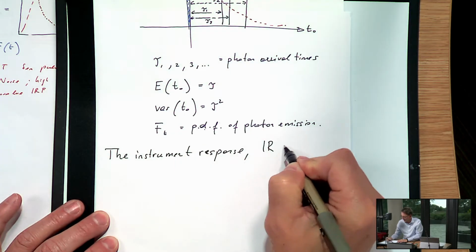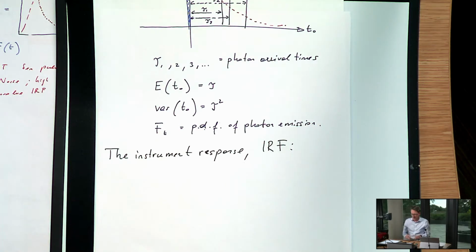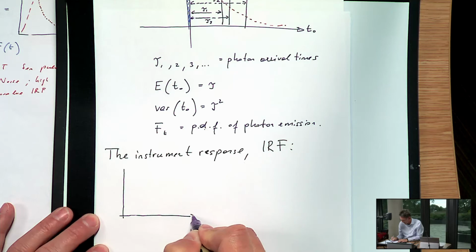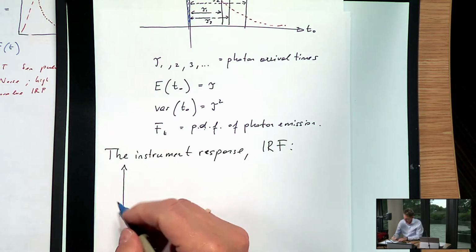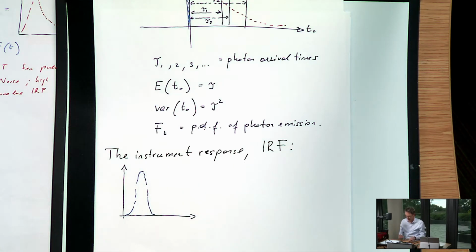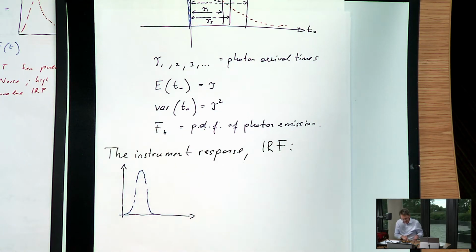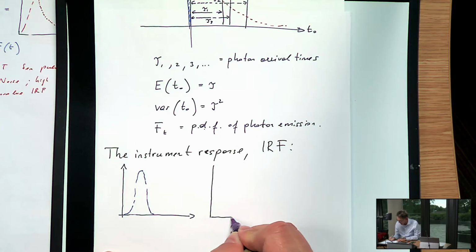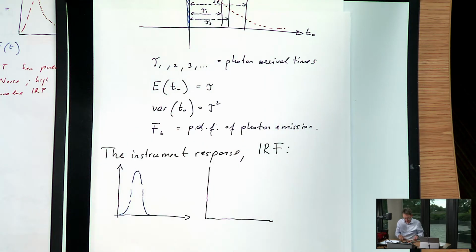The instrument response function. In reality, the excitation pulse maybe looks like this, maybe it looks something like this. So it's not quite a delta pulse. And of course, the photon emission PDF that we've seen, which has this characteristic decay shape, looks like that. So essentially that's the delta function response that we've just plotted.